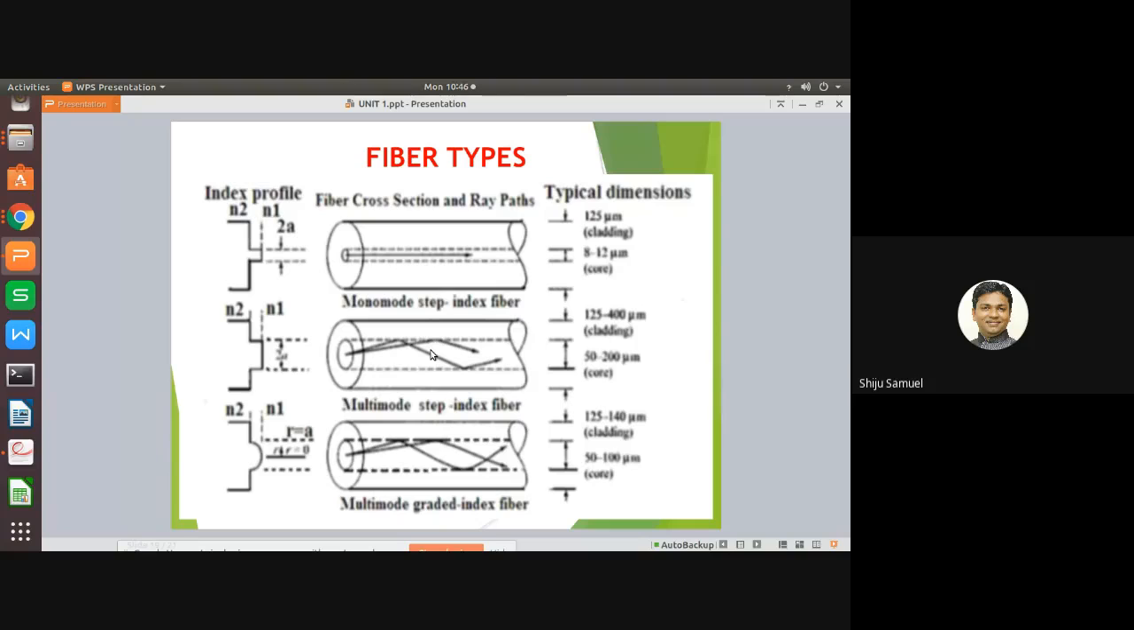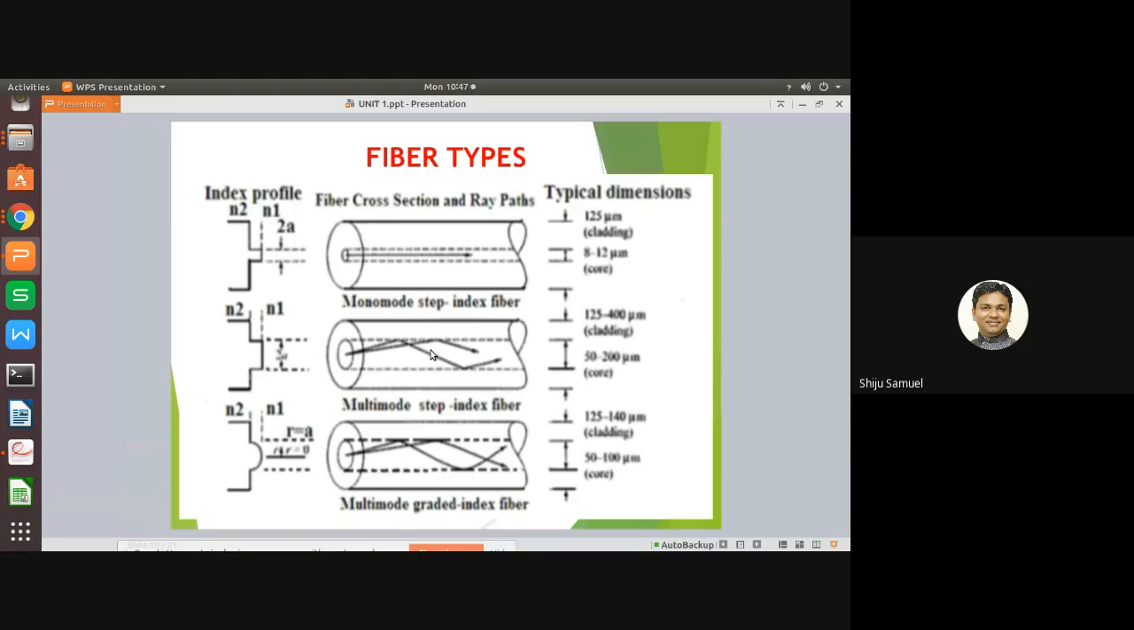Another concept is that the ray is refracted here and there, and that reflected ray will also be visible here. Why does this happen? Because the core diameter is increased. So this is the basic difference between the monomode step index and multimode step index fiber.